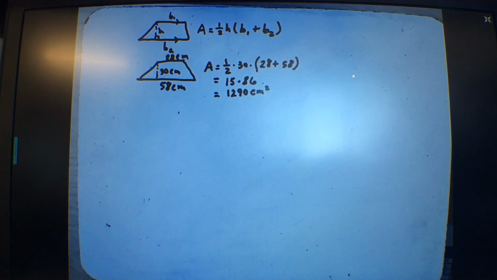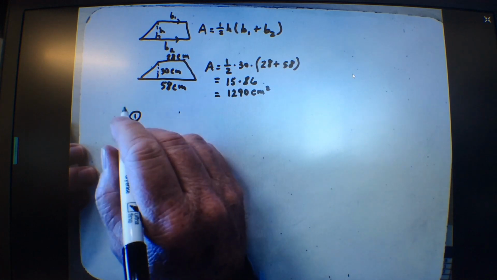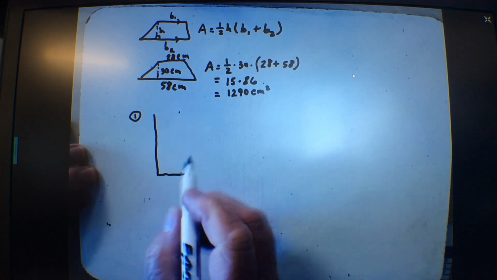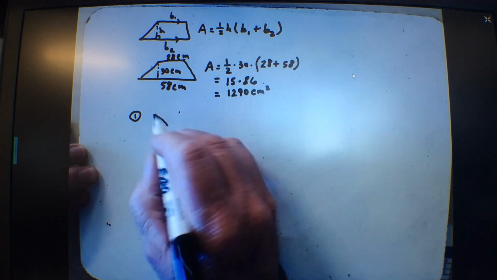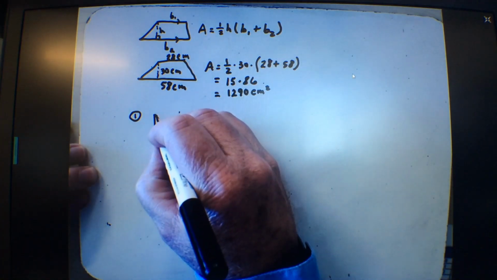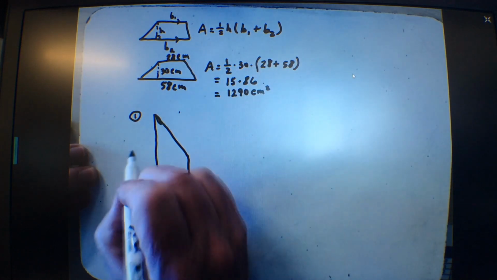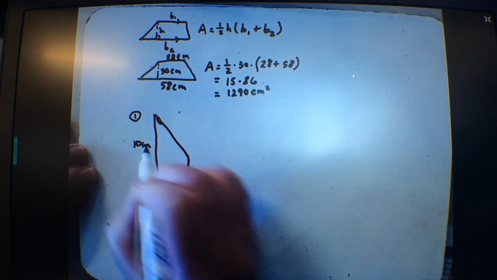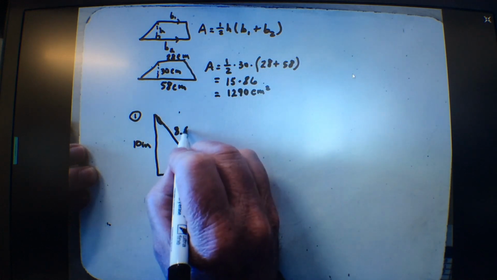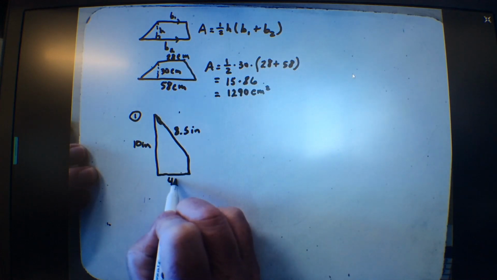All right, if I gave you a problem, this is for real now. It looks like this. Now, wouldn't it be wonderful if they were all that easy? But it's not going to be that easy. Here we have a base of 10 inches, and this side is 8.5 inches. And this is 4 inches.